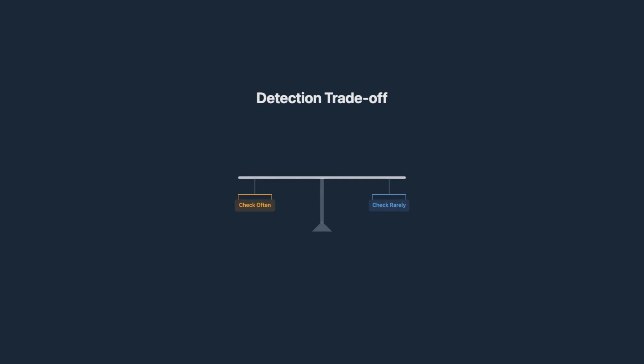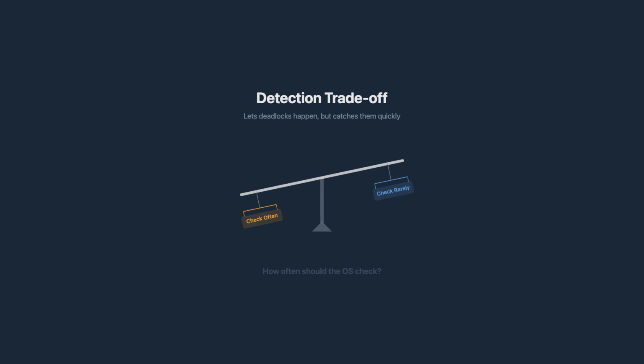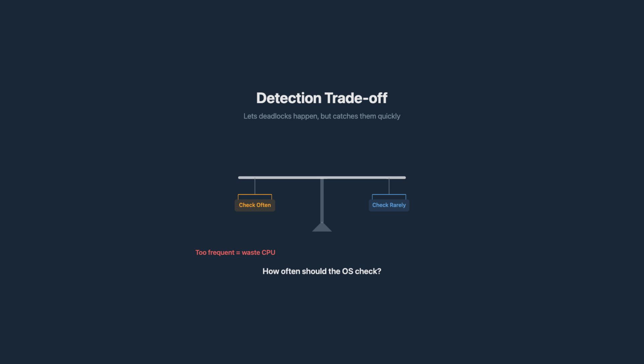The trade-off is clear. Detection lets deadlocks happen but catches them quickly. The question is how often to check. Too frequent wastes CPU. Too infrequent lets deadlocks persist.